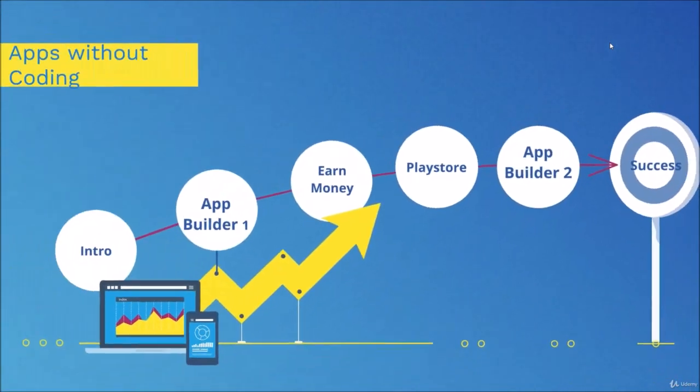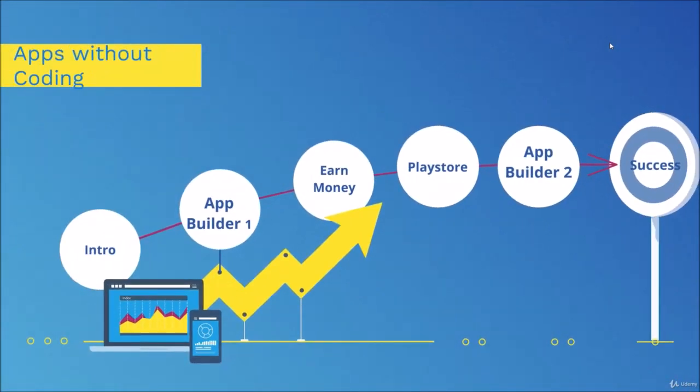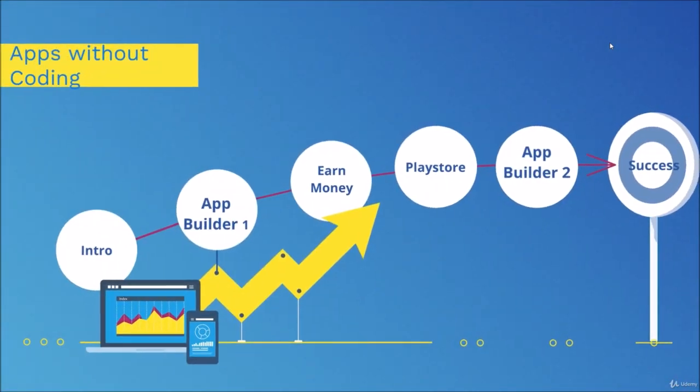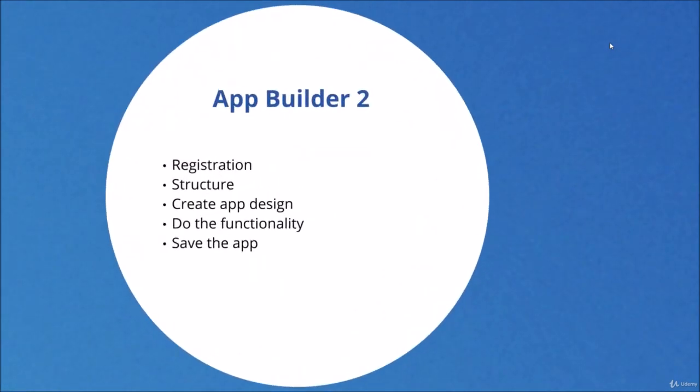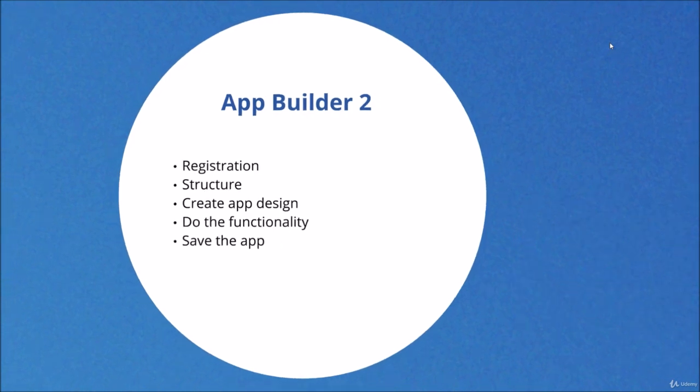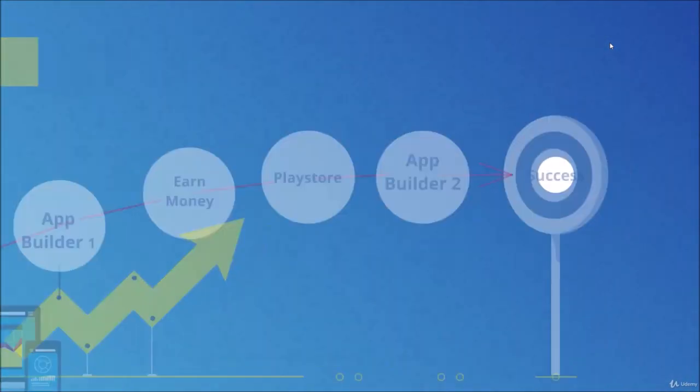And after that comes the part with App Builder 2, in which I will explain to you again the registration and the structure of it, and then we create an app design and do the functionality behind it. For example, we will do a translator, and we will do an app which can read out texts which the user writes into the app, and finally we save the app, and then we have success.